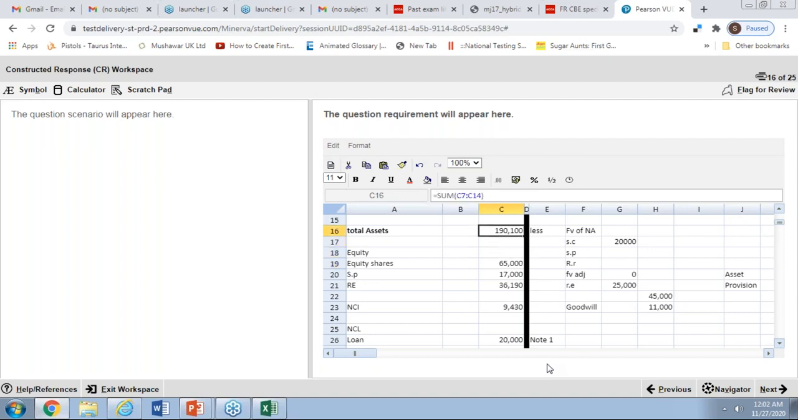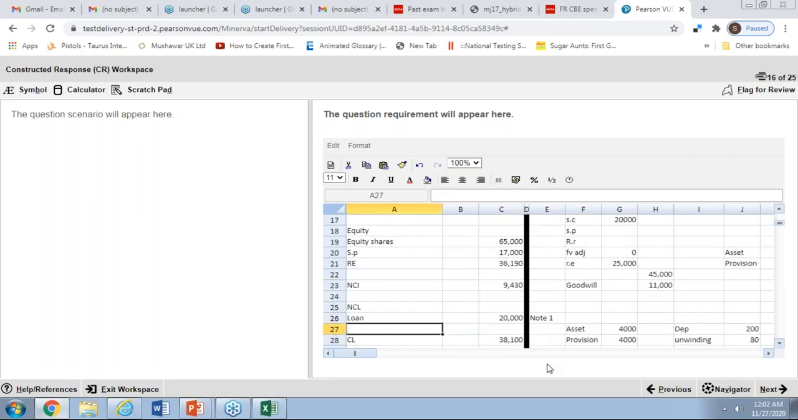Share capital. In the liability section, we have skipped the provision. Provision is 4,000 plus unwinding of discount, 80.